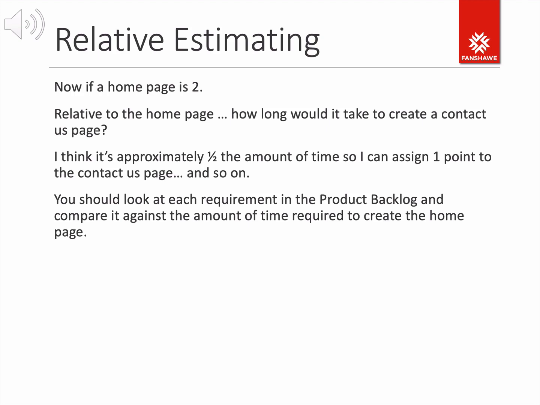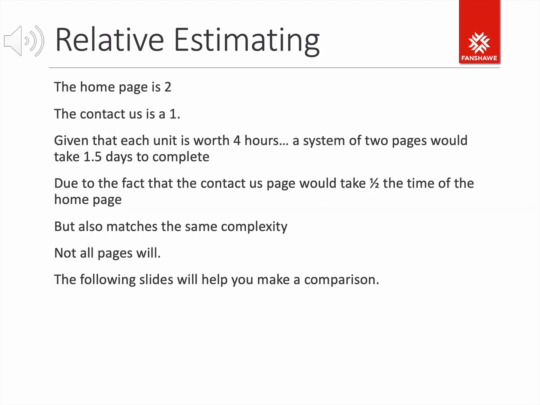So that being said, I would go ahead and assign a story point, or a user story point, of 1. So if I assigned a 2 to the home page and we call that a story point, then my contact us would be 1. You now have to go through the entire list of requirements in your product backlog, compare it to what you've already established as your baseline, that home page, and then create a story point and associate it with each one of those requirements. So the home page is 2, the contact us is 1.